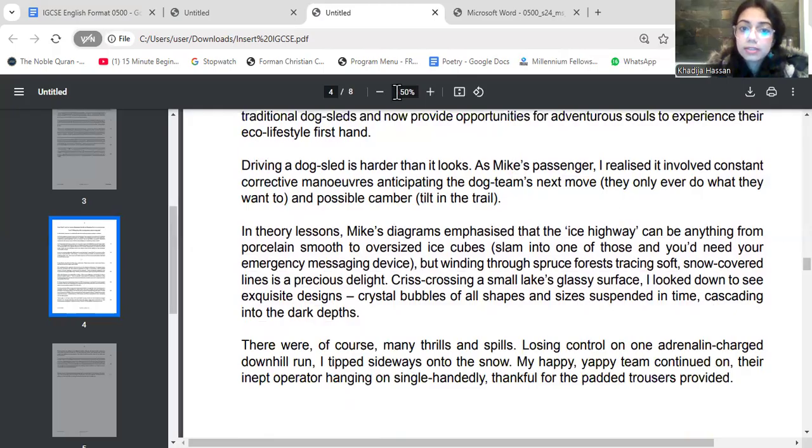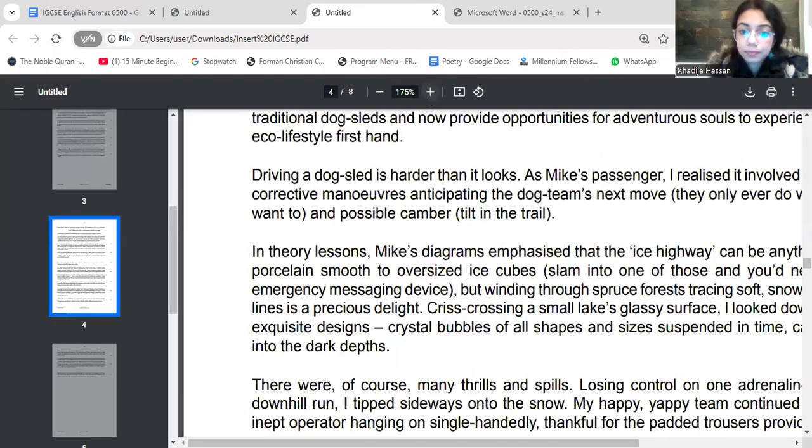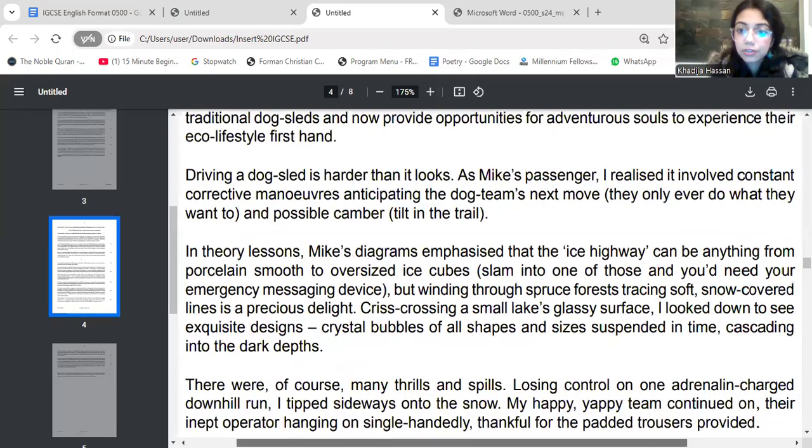Driving a dog sled is harder than it looks. As Mike's passenger, I realized it involved constant corrective maneuvers, anticipating the dog team's next move. They only ever do what they want to, and possibly camber, which means to tilt in the trail, right? So before actually going off on her own, Lynn was actually given a sort of drive by Mike, the tour guide, where she realized that it's actually not very easy to maneuver or drive a dog sled, right?